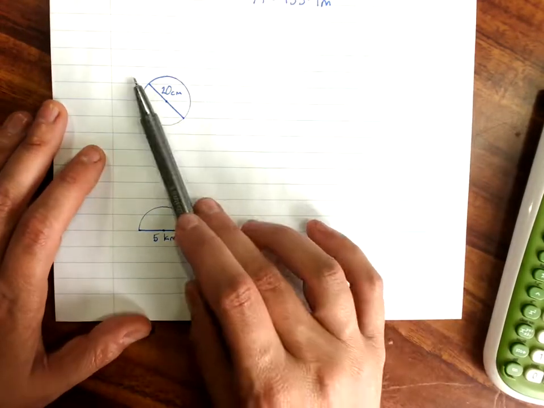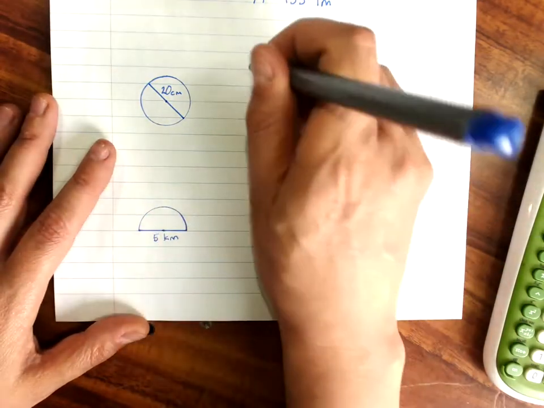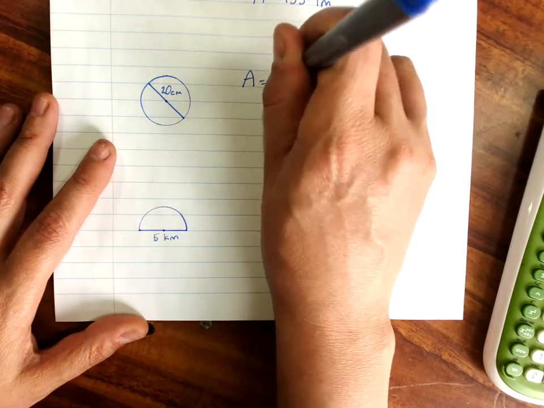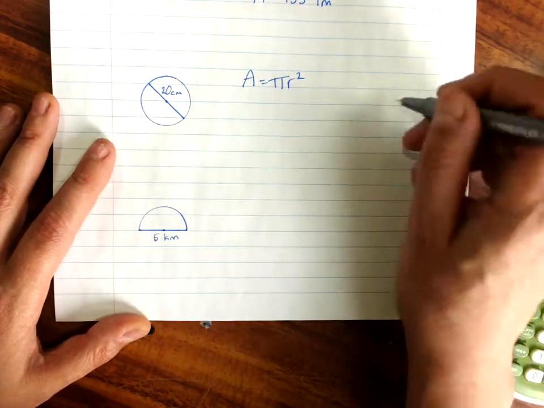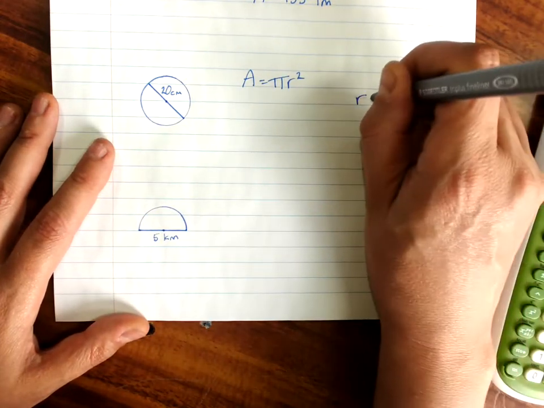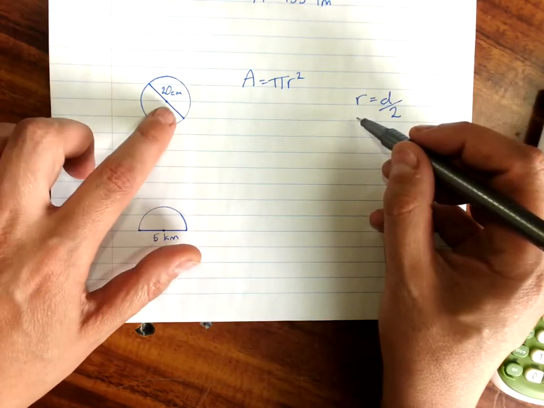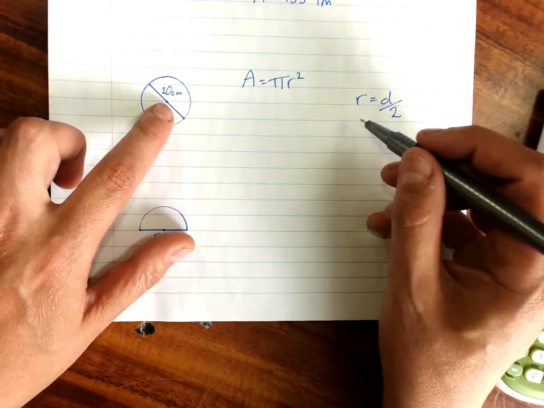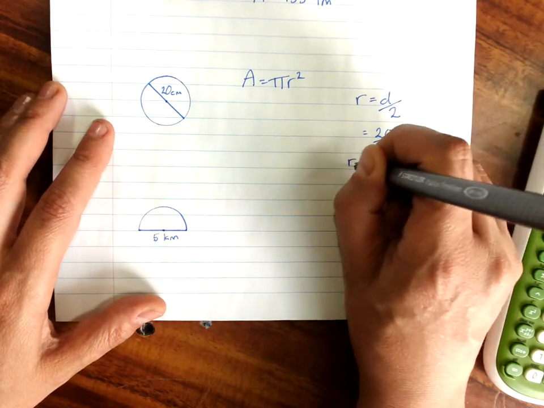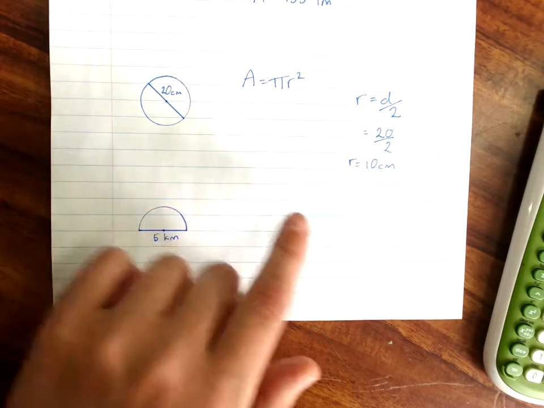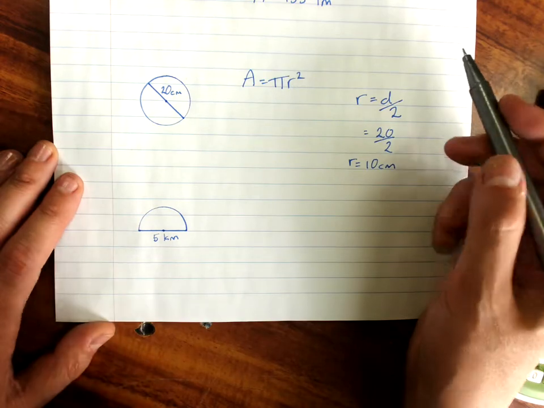For this one, they've given me the diameter, the distance all the way across the circle. I can't use that for the area formula, because the area formula is pi times the radius squared. So a really good idea is to say the radius is the diameter divided by 2, because the radius is half of the diameter. It's only the distance halfway across the circle. That will be 20 divided by 2, so the radius is 10 centimeters. And it's a good idea to do the working for this so that you're very clear that you've done that.